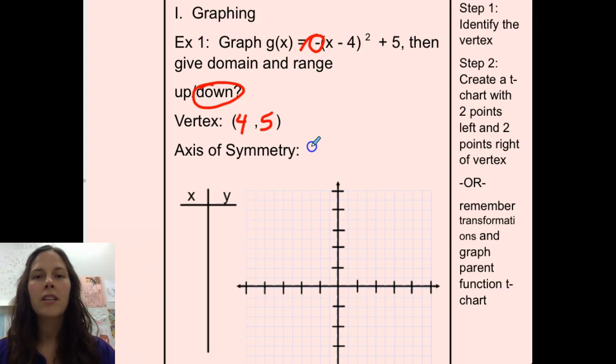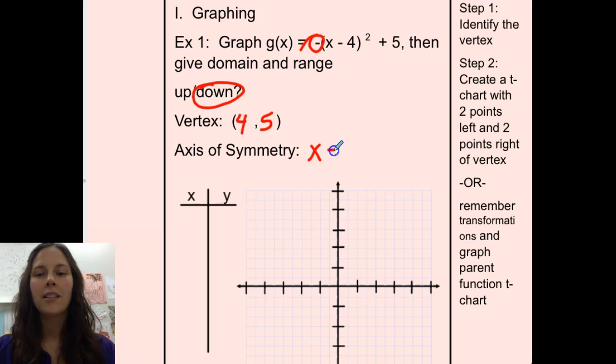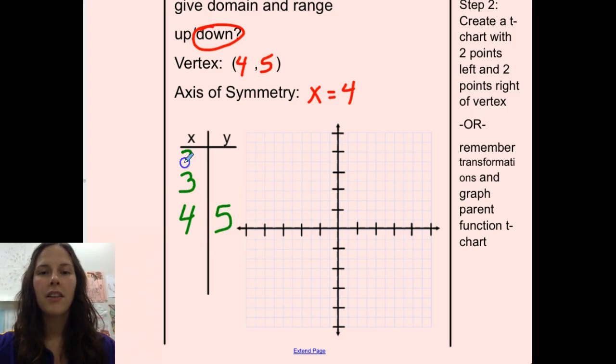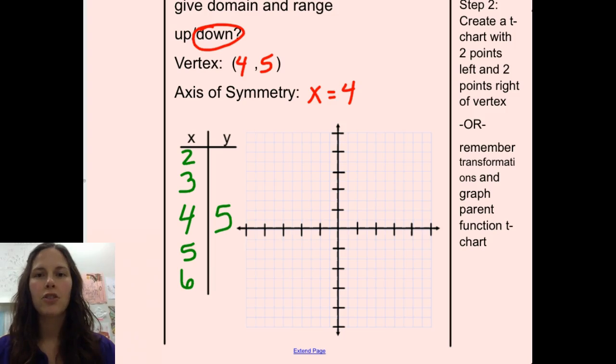The axis of symmetry is a vertical line across which the parabola can be reflected. It is symmetric across that line, and that goes through the vertex. So the vertical line that goes through the vertex would be an x equals equation, and it equals the x coordinate of the vertex. All right, so another way to graph quadratic functions is once you have that vertex identified, you choose 2 points smaller than the x coordinate of the vertex, 2 points larger than the x coordinate of the vertex, and sub them into the equation.